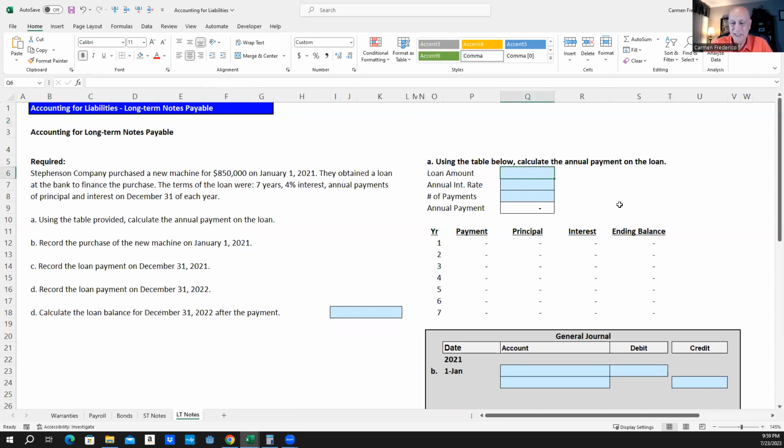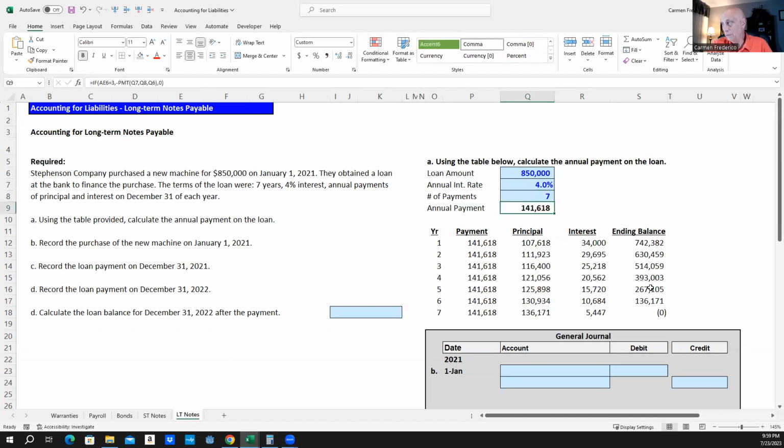The loan amount is $850,000. That's what they borrowed. The annual interest rate is 4%. The number of payments is 7 annual payments. So the annual payment is going to be $141,618. $141,618 is the annual payment. You see here, it created a nice little table.